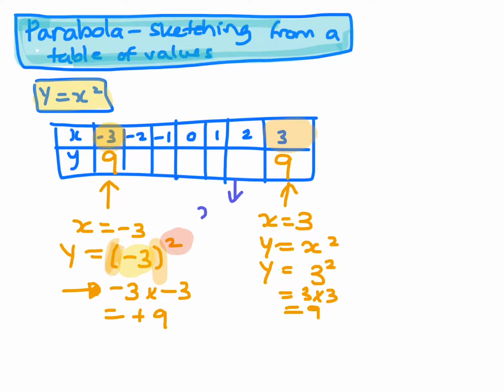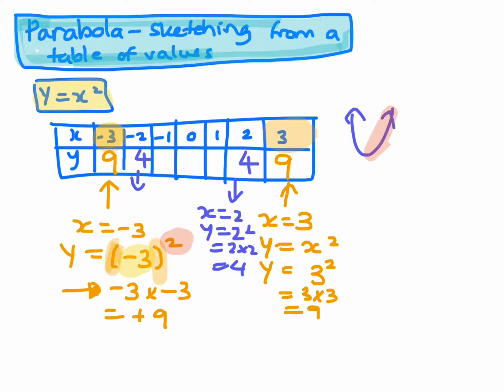If you take the 2 and put in x equals 2, it'll be 2 squared, which is 2 times 2, so you end up with 4. This one here should be exactly the same because parabolas are the same on both sides. There's one side there and then you have the other side here. So if you put in y equals (-2) squared, that's -2 times -2. A minus times a minus is a plus, so that's why you get 4.